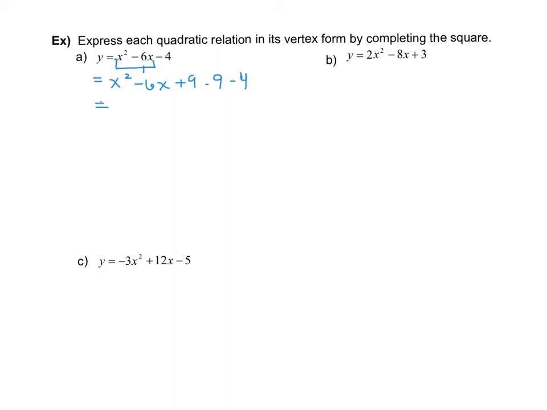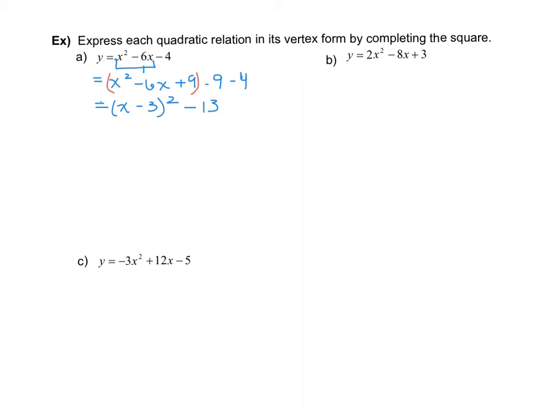Then we're going to lump the first three together. Remember, we always want the plus part to go with the perfect square. And when I factor that, square root the first, square root the last, and take the sign from the middle, all to the exponent of 2, and collect those like terms on the end. So our vertex form should be what we have written here, and the vertex is at positive 3, negative 13.